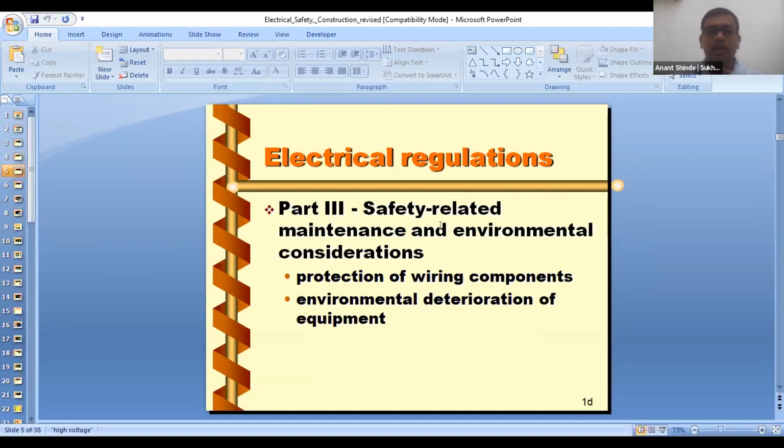The third part of the electrical regulation is safety-related maintenance and environmental considerations: protection of wiring components and environmental determination of the equipment. This is the third part, safety-related maintenance and environmental considerations.